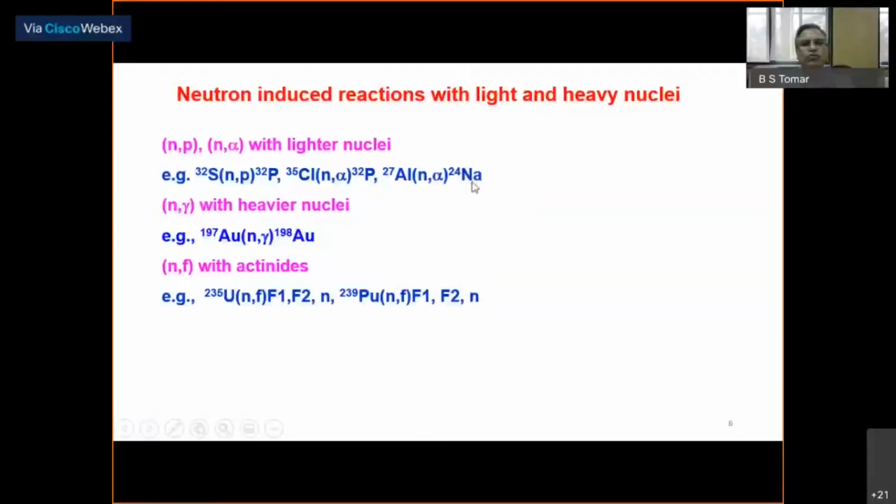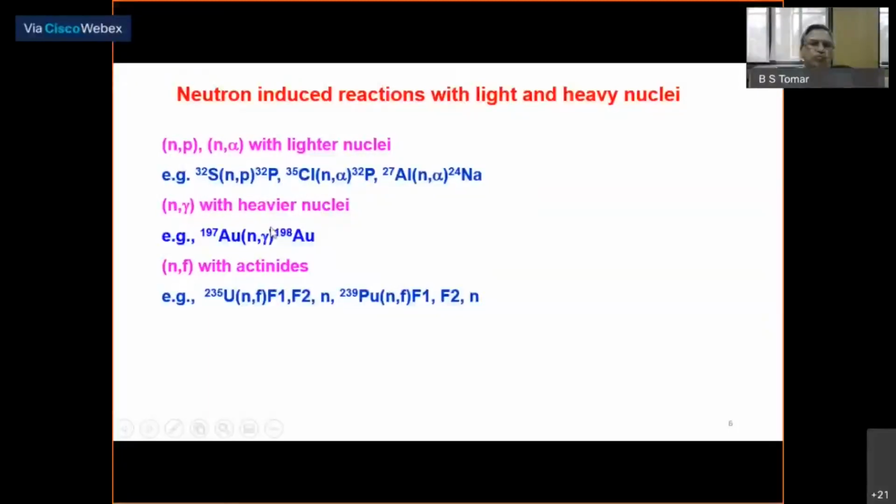So you can see here that in the case of light nuclei, because the Coulombic barriers for emission of proton and alpha particles are very, very small, the excited compound nuclei can emit alpha particles also. They will also have n,gamma type of reactions, but these charged particle reactions are quite dominant in the light mass nuclei.